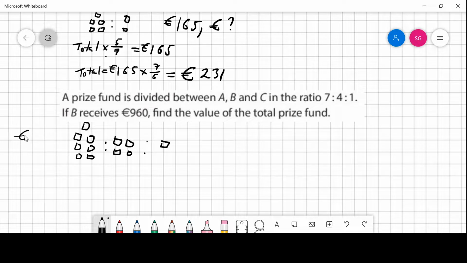So if 12 euro was given out, the first person A would get €7, the second person B would get €4, and the third person would get €1. So what happens when B receives €960? We need to find the total prize fund. So what we know here is the total multiplied by 4, because B is getting 4 out of every 12, is going to equal €960.